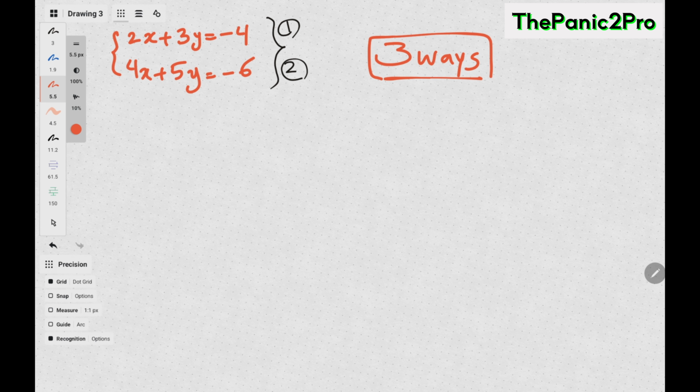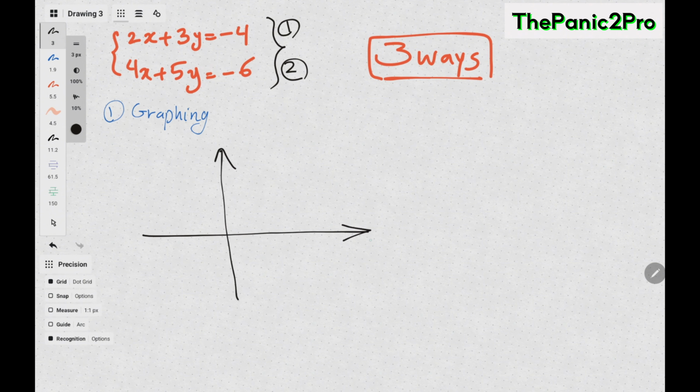Now I'm going to tell you that there are normally three ways of solving a system of equations. The first way is graphing. In graphing, I will explain the details, but as a general understanding, the goal is to plot each of these lines. This is the formulation of a line, and this is another line. So basically, it's like drawing those lines.